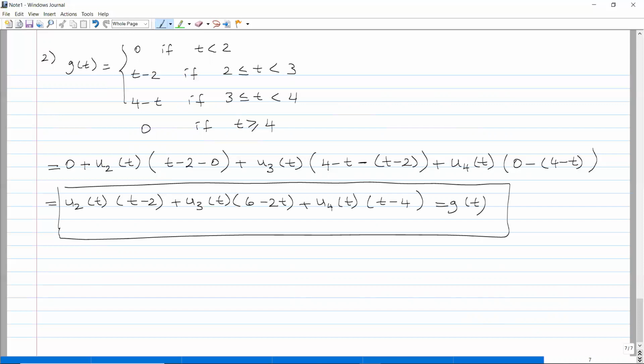I hope you see the general pattern of how to do this for partially defined functions. Of course, discontinuities may be infinitely many, then you may have an infinite sum, but basically this is how we go. The first function plus unit step at the first discontinuity times the function for t greater than the discontinuity minus the function for t less than the discontinuity. And we keep doing the same thing until we reach the last discontinuity.